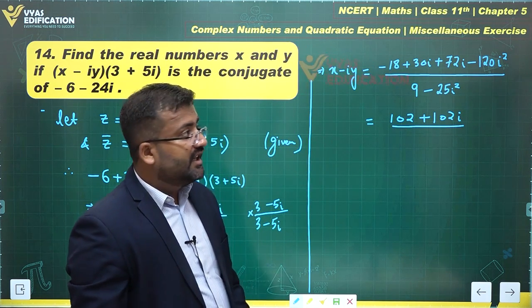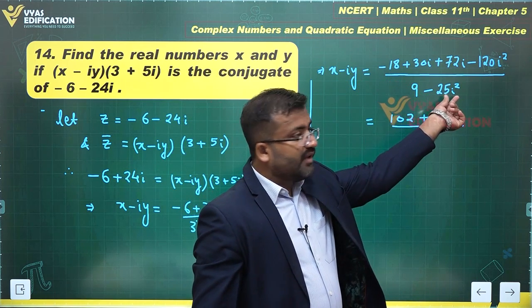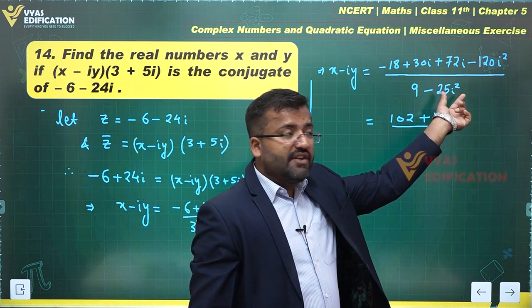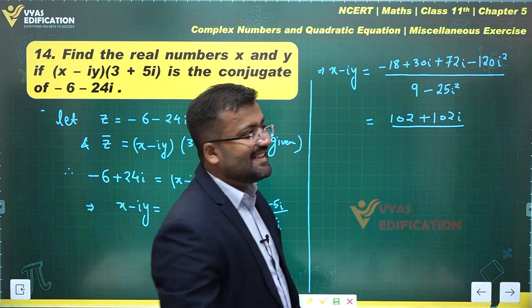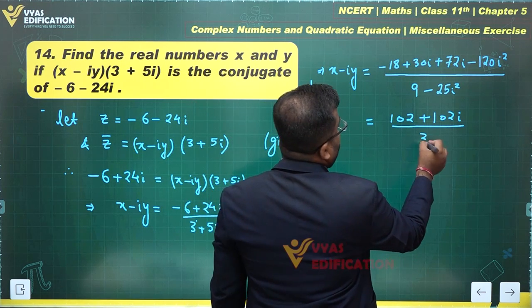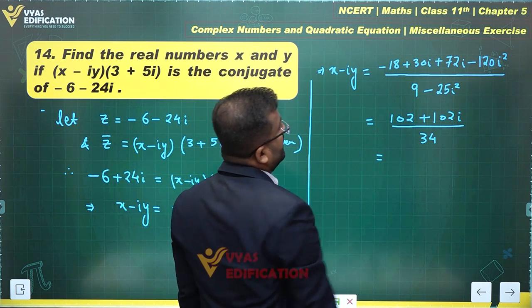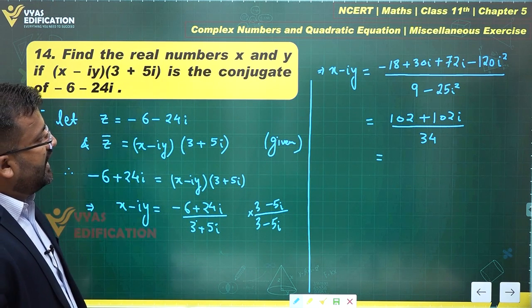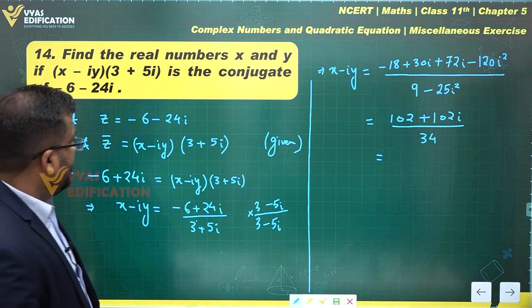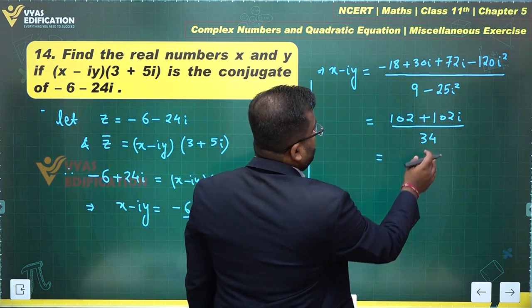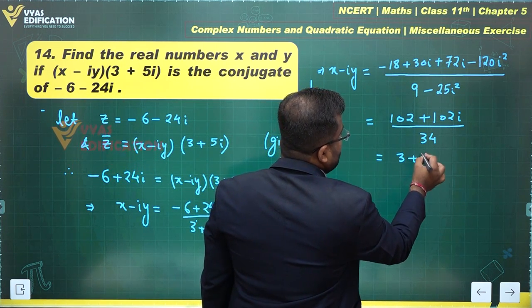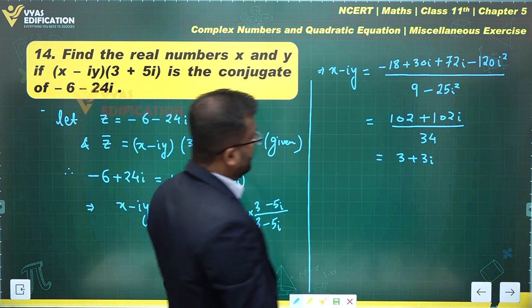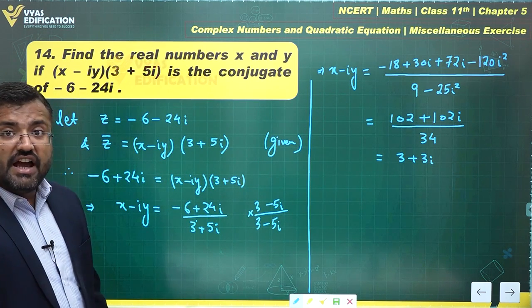What about the denominator? In the denominator, you have 25i square. i square is minus 1. This becomes plus 25. Plus 25 plus 9 is 34 actually. 34 in the denominator. Can you observe that? Yes. And on observing this, what next? 34 times 3. This is 3 plus 3i over here.